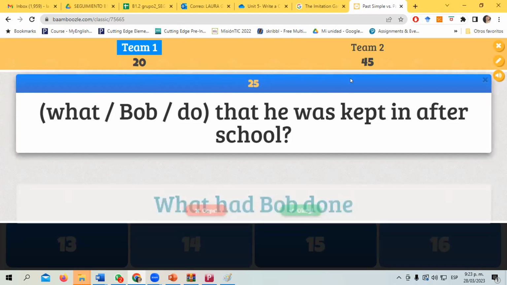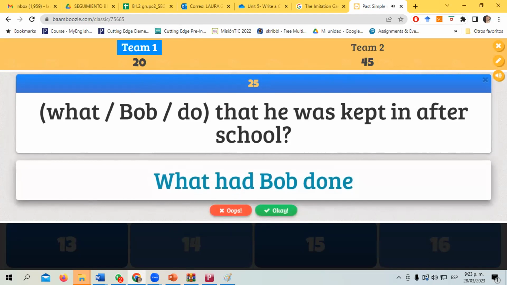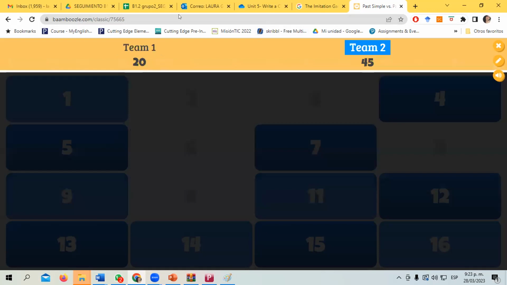Okay, let's see. What had Bob done that he was kept in after school? ¿Qué había hecho Bob para que lo detuvieran en el colegio, ¿no? O en detención. Entonces la pregunta sería, what had Bob done? This is what you said? I don't remember. I think no. No, it's incorrect for me. All right. Thank you. Good.